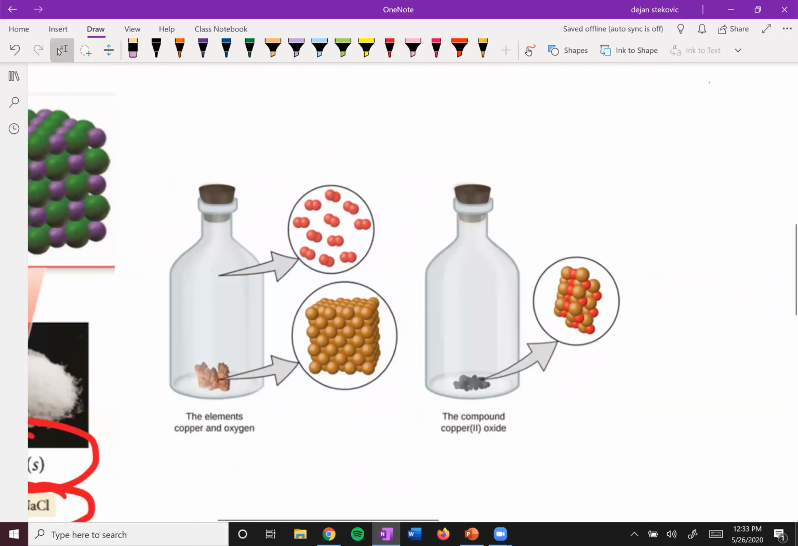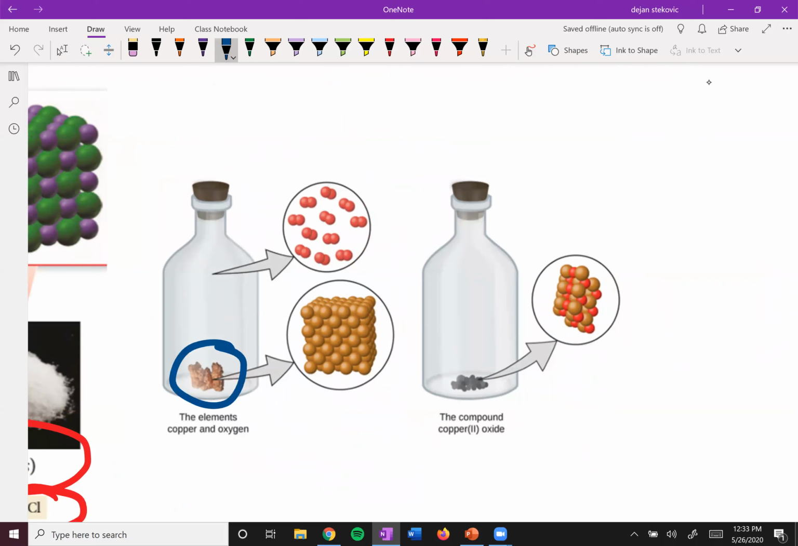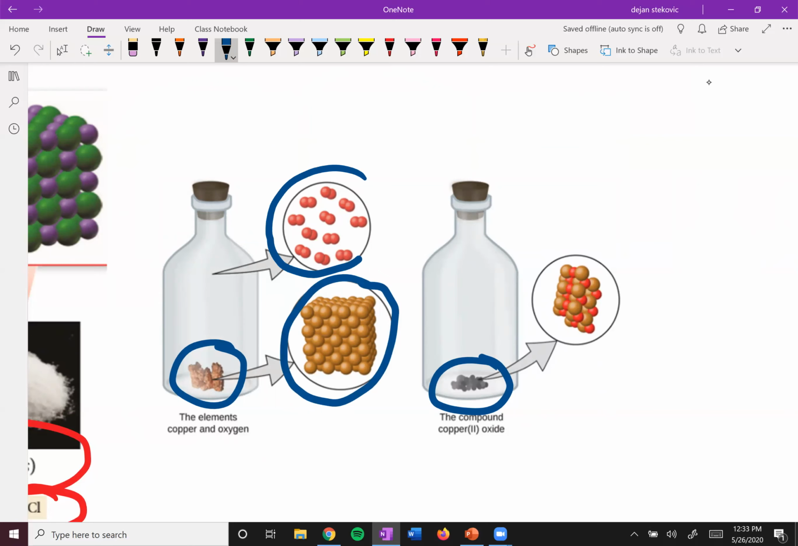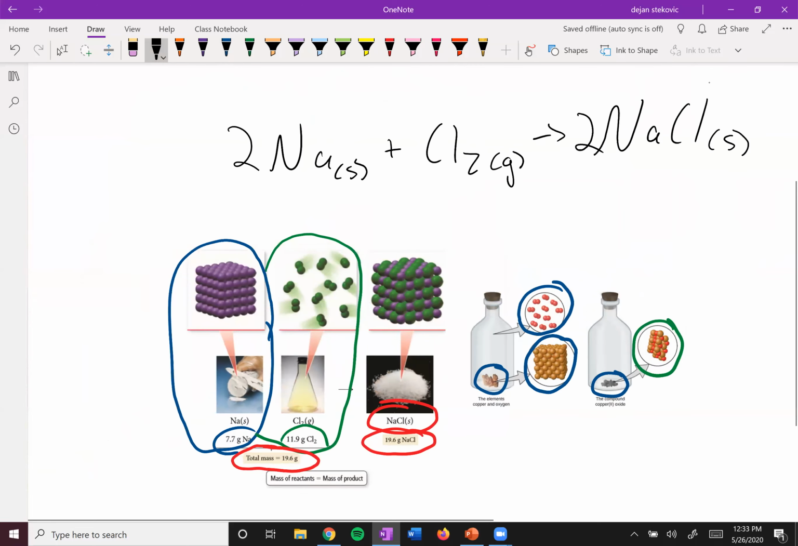This is another example here. In this glass container, we've got some nice shiny copper, and then after a while it rusts to form copper(II) oxide. So where is this black stuff coming from? It's not being created or destroyed. It's just a recombination of the atoms that are already present. In this case, the copper atoms are combining with the oxygen atoms to form copper oxide. And so all matter has to be conserved.